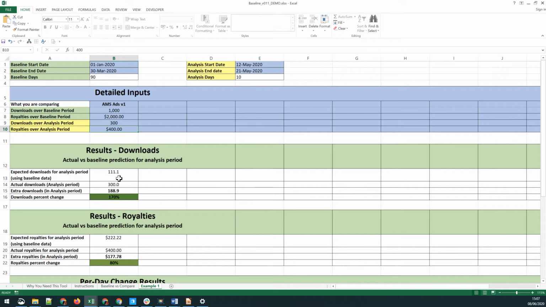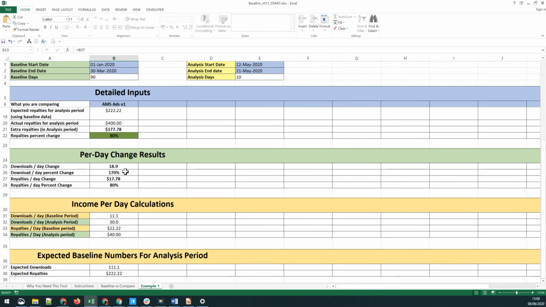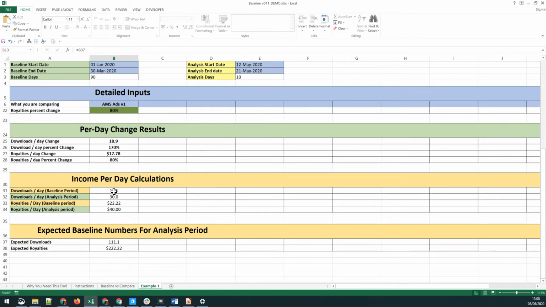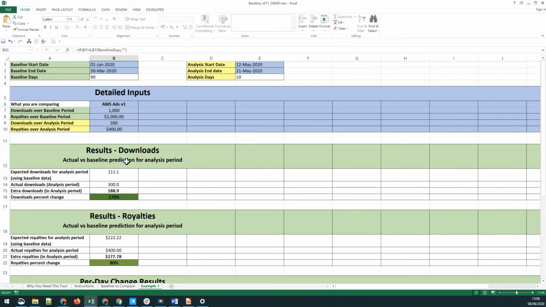And you can see the expected downloads for the analysis period are 111.1. If we were just to sneak back down here to downloads per day for the baseline, it's 11.1, and 10 days. Multiply them together, you get 111.1. And the actual downloads were 300. So although it looked like we were down, we're actually up a lot.